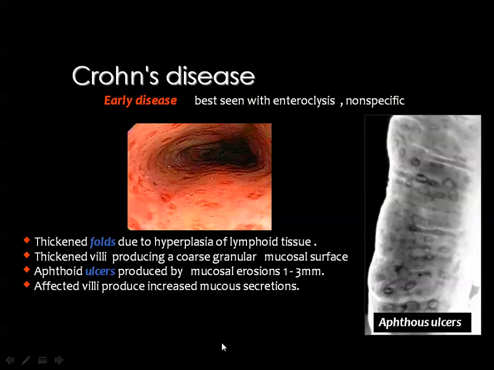Then the disease, when it is early, will show some ulcerations in the affected segment with thickening of the mucosal folds due to hyperplasia of the lymphoid tissue. The ulcers are known as aphthoid ulcers, and you remember them from erosive gastritis.